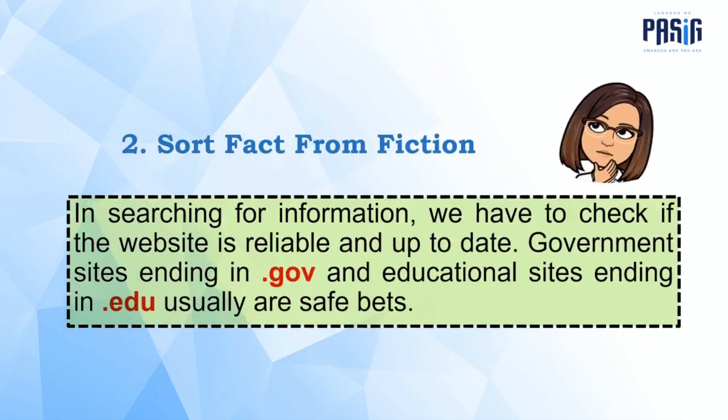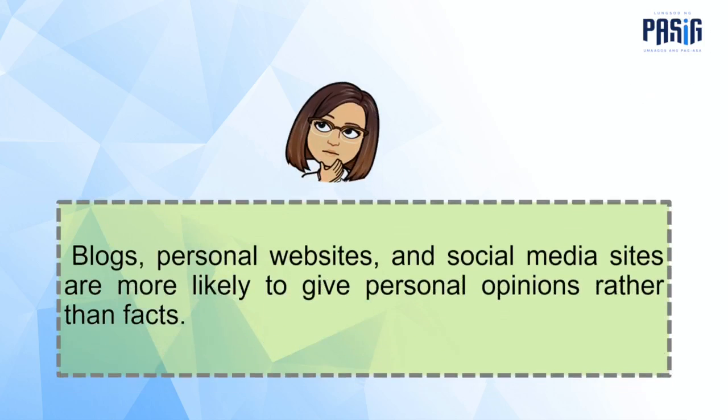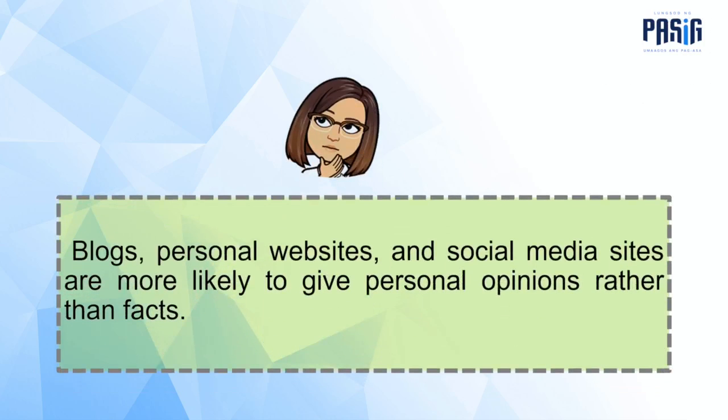2. Sort fact from fiction. In searching for information, we have to check if the website is reliable and up-to-date. Check to see if the author and illustrator are identified and sources are cited. Government sites ending in .gov and educational sites ending in .edu usually are safe bets. Established news-related sites are acceptable too. Blogs, personal websites, and social media sites are more likely to give personal opinions rather than facts.